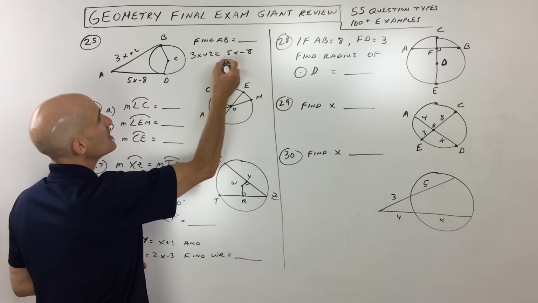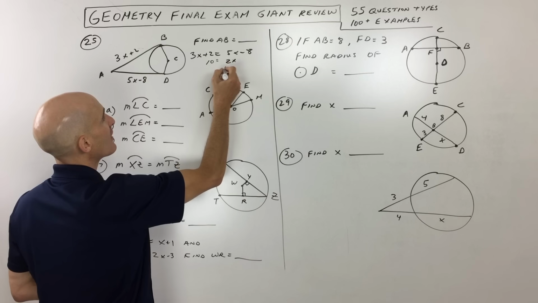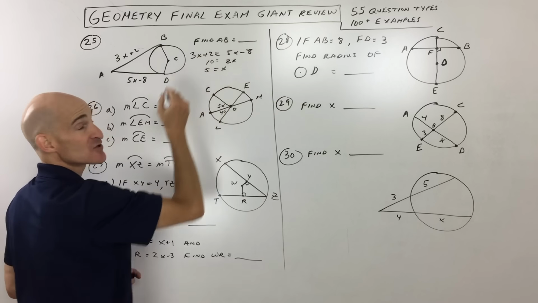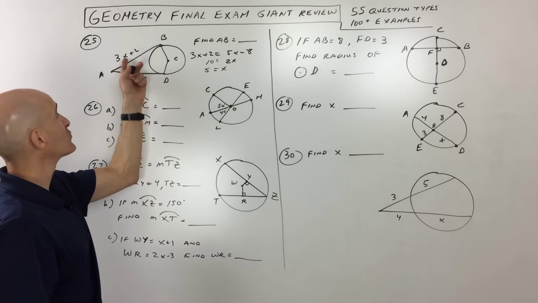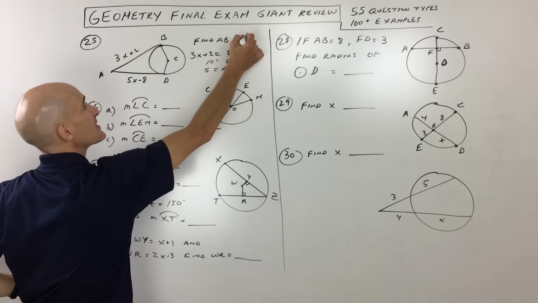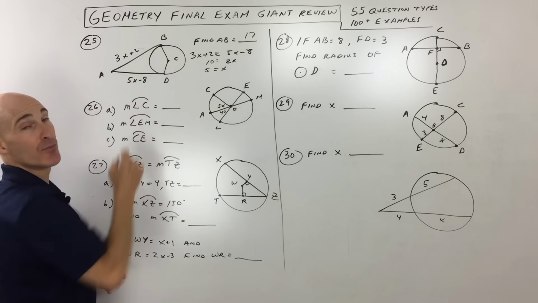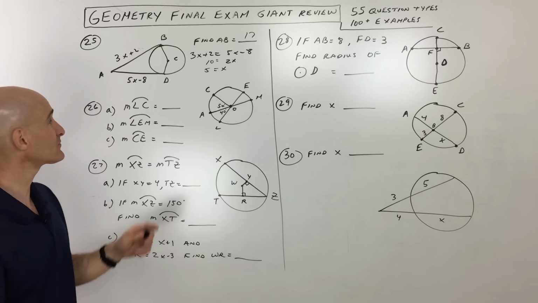So let's solve this. We're going to subtract 3x from both sides. We're going to add 2 to both sides. We're going to divide by 2. x equals 5. Some students will mistakenly put 5. But what you want to do is put it back in here. That's going to be 3 times 5, 15, plus 2 is 17. You can double check it. 25 minus 8 is 17. So you can see both of those tangents are the same length.